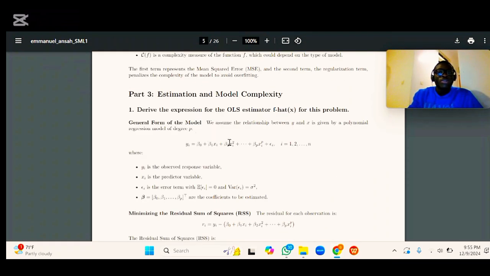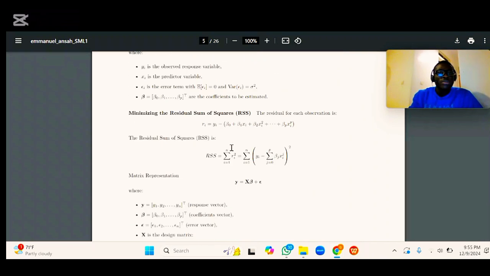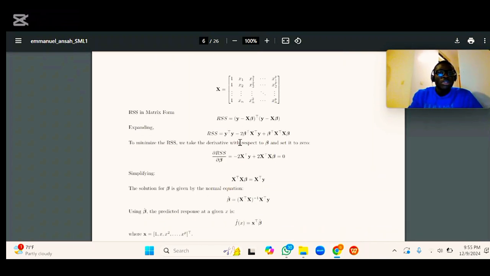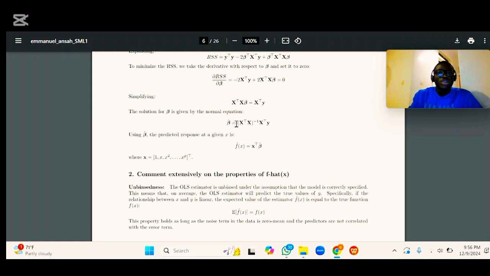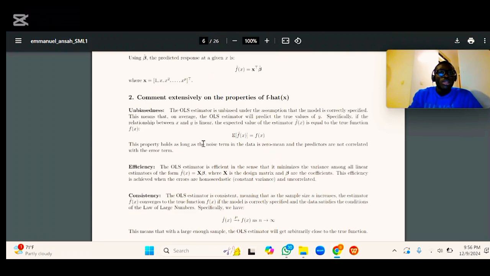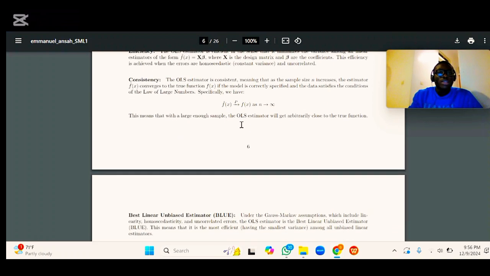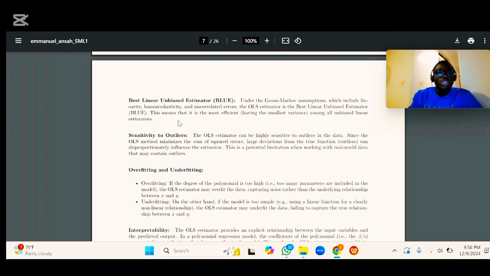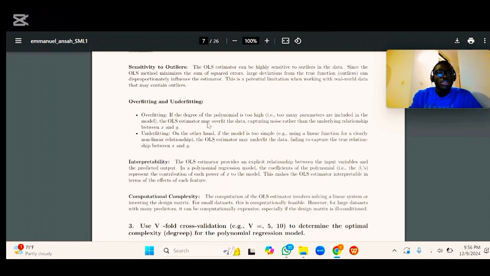So this is the derivation of the OLS estimator. Here we have our design matrix, and we seek to minimize our RSS, which is the residual sum of squares. So we find the partial derivative with respect to beta, and you end up with this normal equation. And these are some properties of the OLS: it is unbiased, and it is BLUE, which is the best linear unbiased estimator.